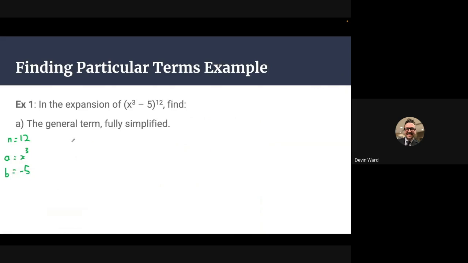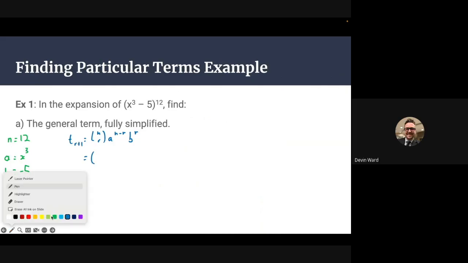So my general term formula will be t sub r plus 1 equals n choose r, a to the power of n minus r, b to the power of r. And now I just sub in everything. So I know that my n is going to be 12.